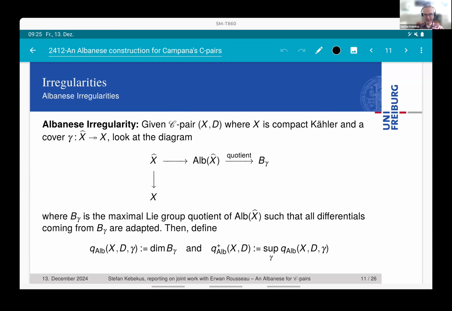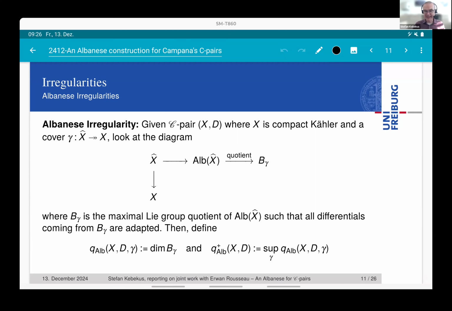It could happen that B gamma is an interesting torus where all the adapted differentials come from, or it could be that I'm in an intermediate situation where I have two classes of adapted differentials, some that come from a torus, others that do not come from a torus. I find this very interesting. But no matter what, a B gamma simply exists as the maximal Lie group quotient that exists by general principles.